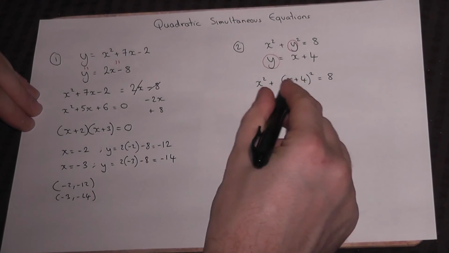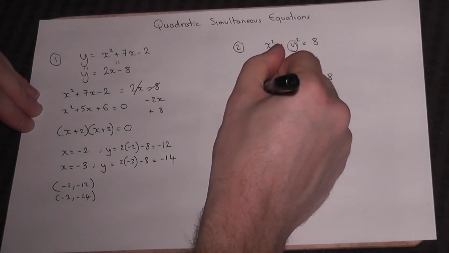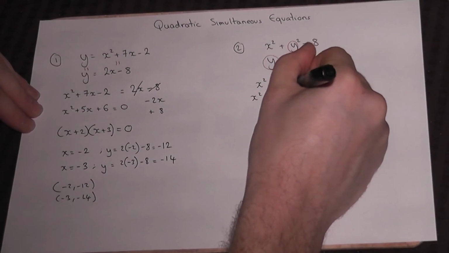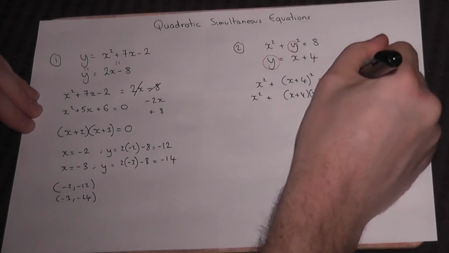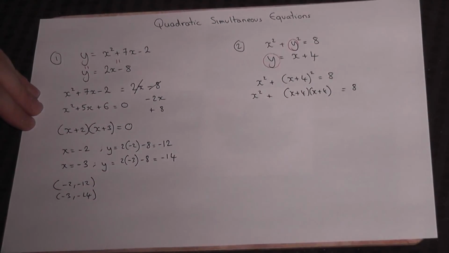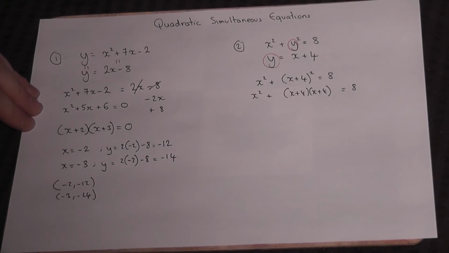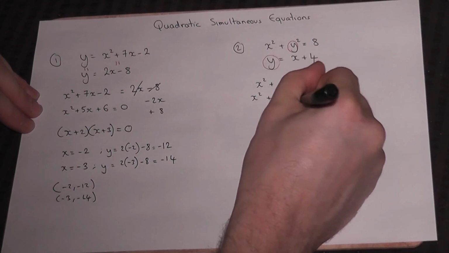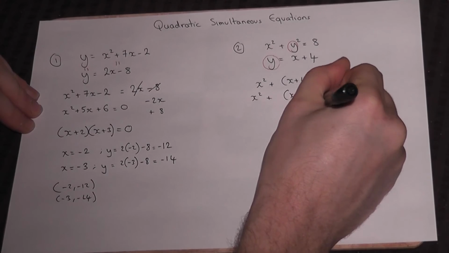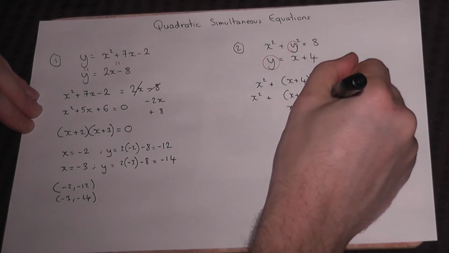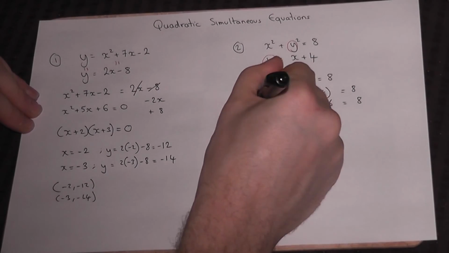We now expand this. Now don't forget that x plus 4 all squared means x plus 4 bracket x plus 4, and that equals 8. Now to expand this, you use your normal expansion of brackets. It gives us an x squared, 4x and 4x is 8x, and 4 times 4 is 16. We have an equals 8, and we have an x squared.